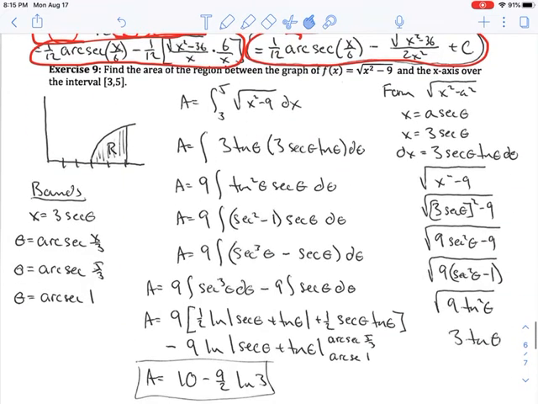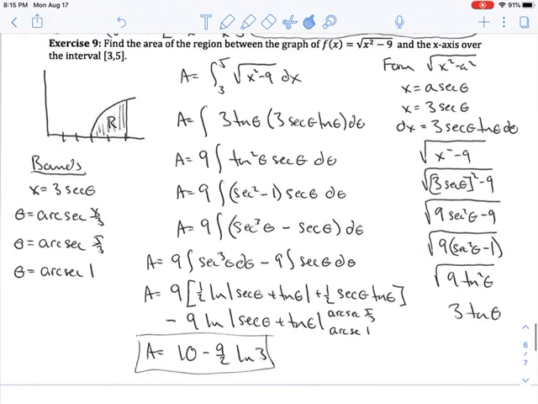And one more. Find the area of the region between the graph of f of x equals the square root of x squared minus 9 and the x-axis over the interval from 3 to 5. All right, so we're doing an area problem. So let's start by graphing the area, just to kind of get an idea as to what we're doing. You can use Desmos. I haven't said that in a while. So here is my function. And so we are bordered between 3 and 5. So that's my area.